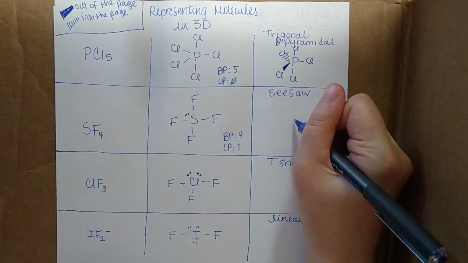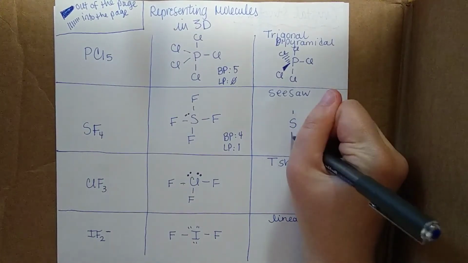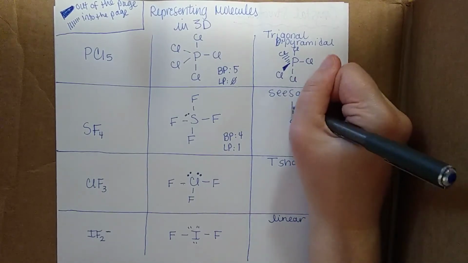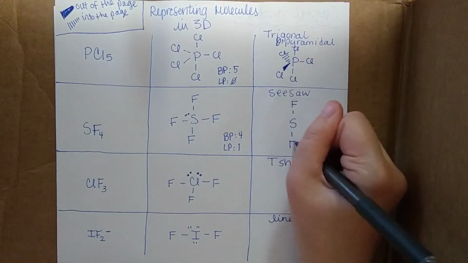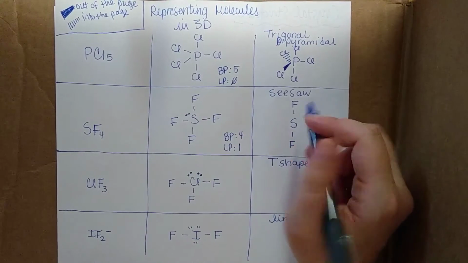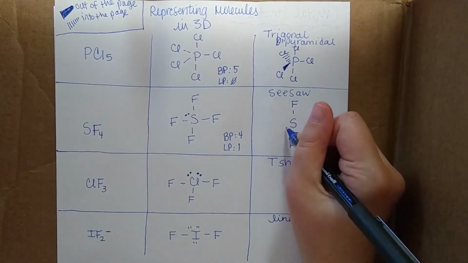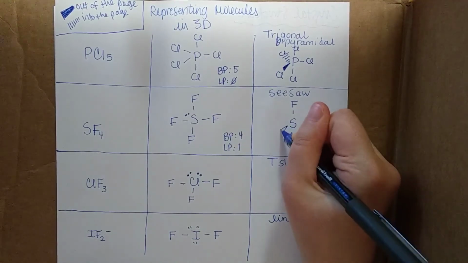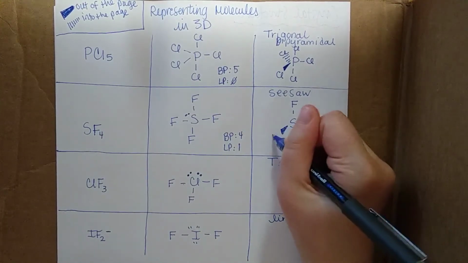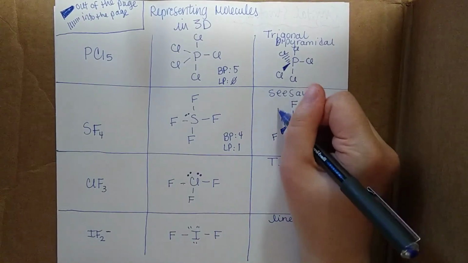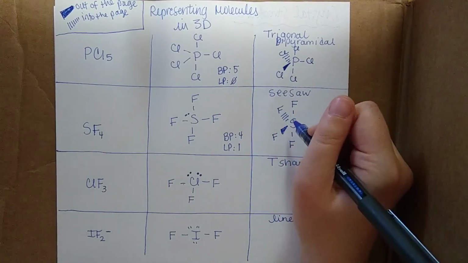So let's draw it. So we'll start the exact same way. We draw our central atom. We're going to draw the axial bonds. So here are the 2 fluorines. So this time we're going to omit this chlorine. So we're going to show that one of the fluorines is coming out of the page towards us, and one of the fluorines is going into the page, and this is our seesaw structure.